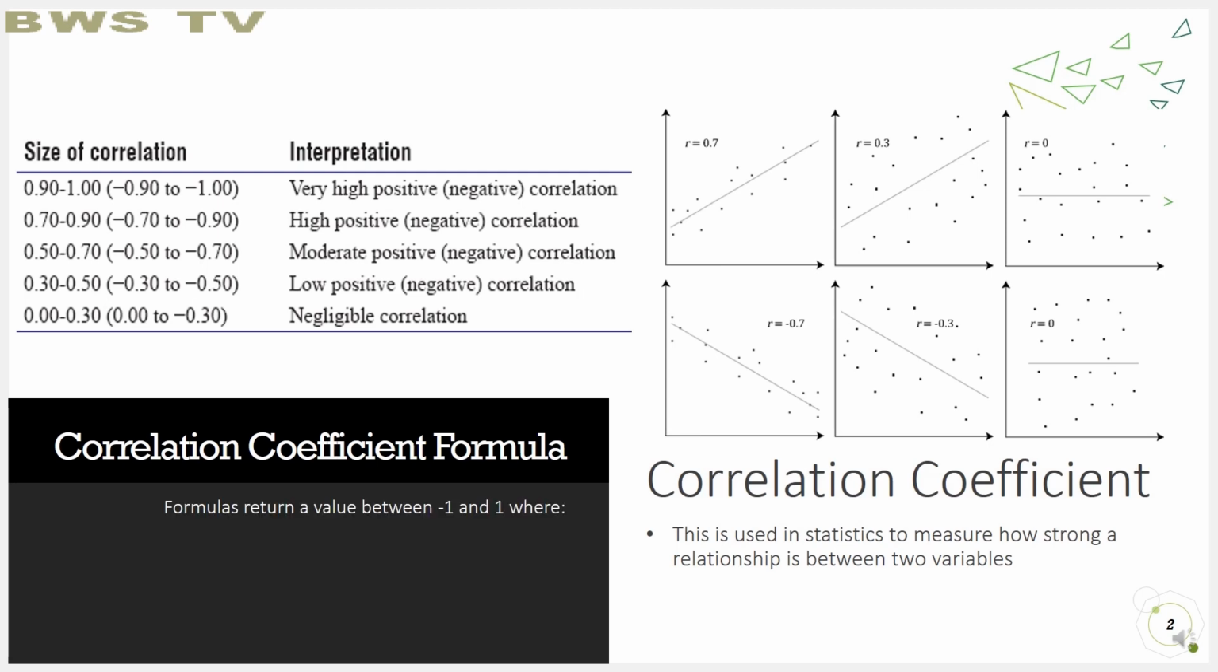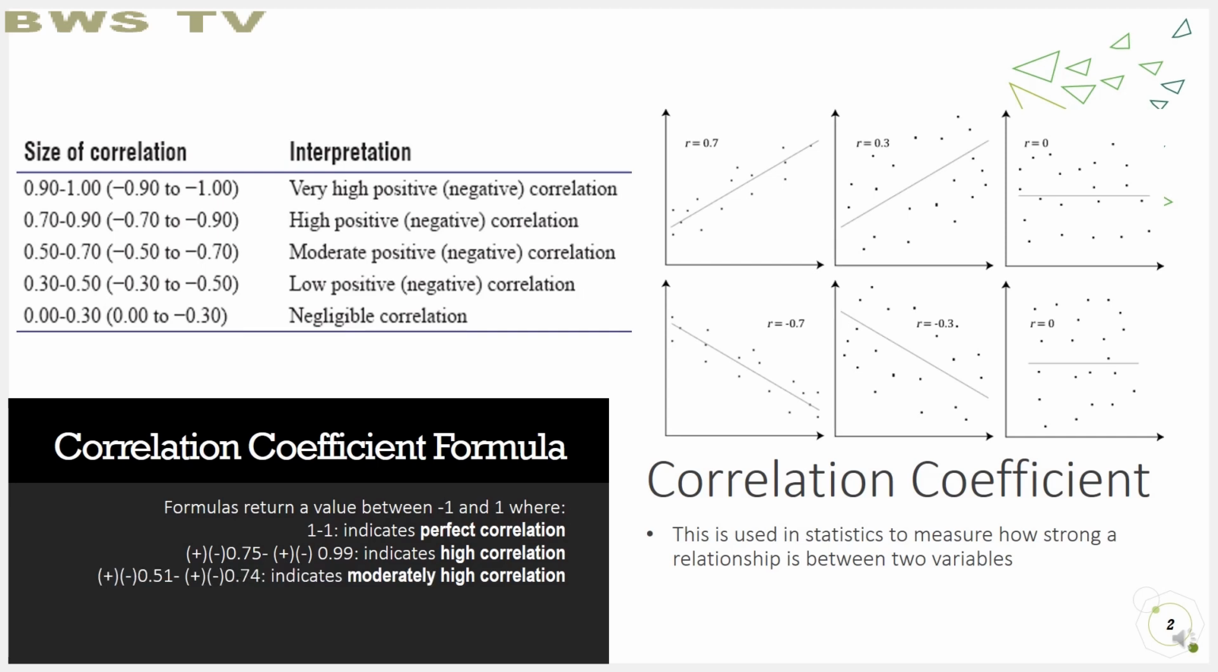So, correlation coefficient formula. The formula returns a value between -1 and 1, where 1 or -1 indicates perfect correlation, positive or negative 0.75 to positive or negative 0.99 indicates high correlation, positive or negative 0.51 to positive or negative 0.74 indicates moderately high correlation, positive or negative 0.31 to positive or negative 0.50 indicates moderately low correlation, positive or negative 0.01 to positive or negative 0.30 indicates low correlation, and 0 indicates no correlation.